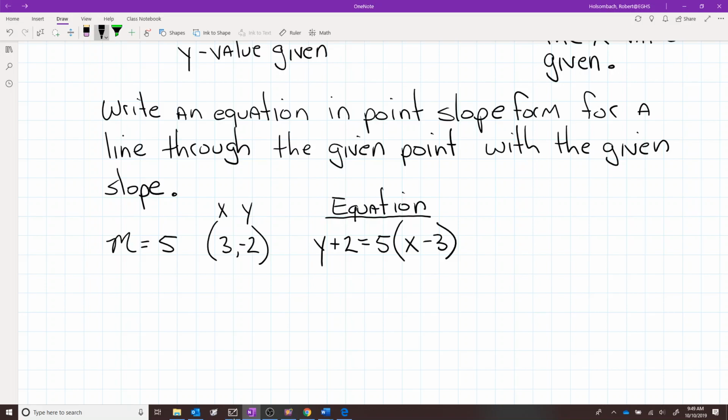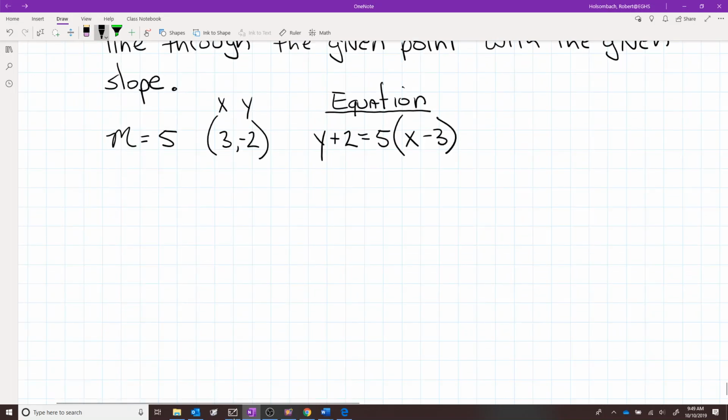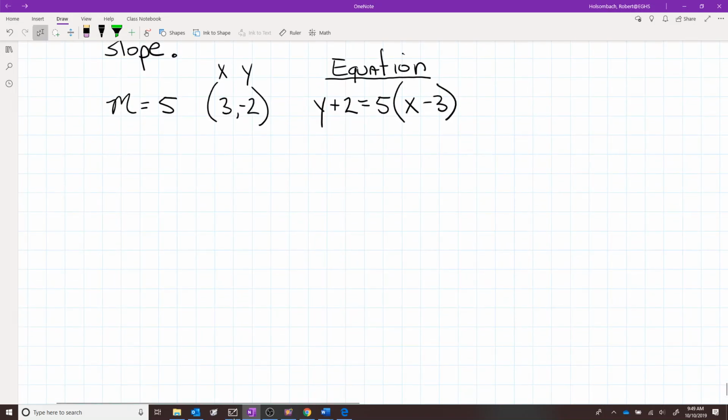Okay? Isn't that fun? I was so excited this morning when I woke up because I knew we were going to be writing equations in point-slope form today.